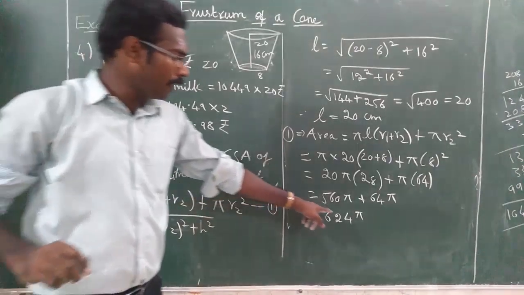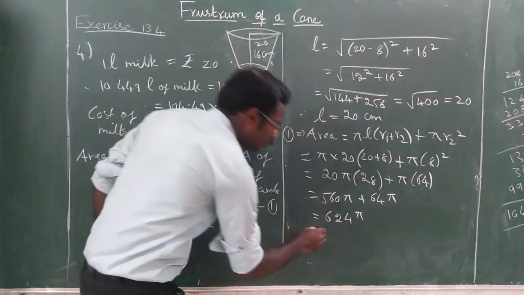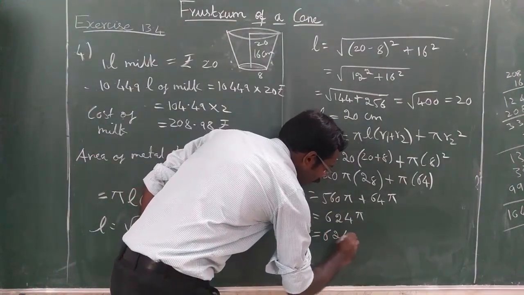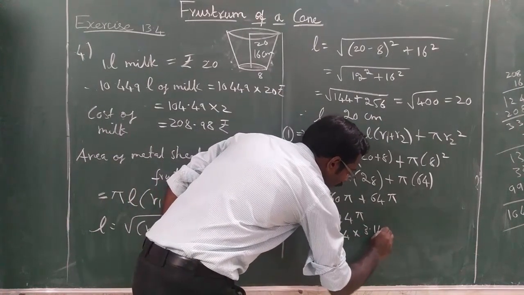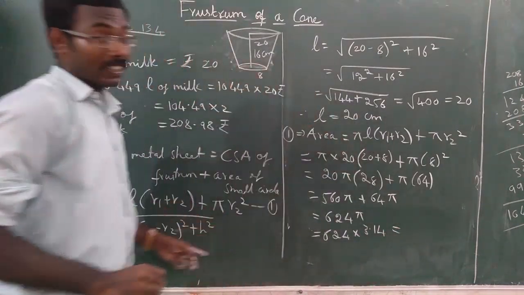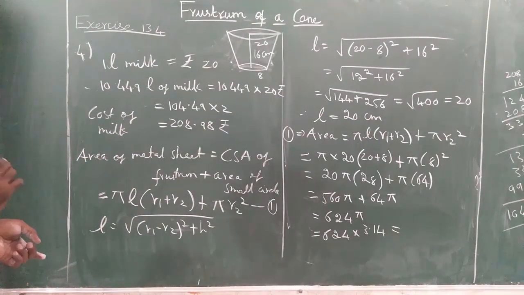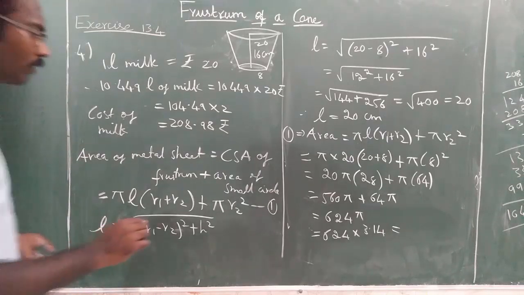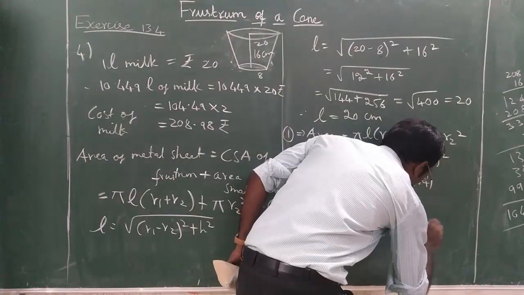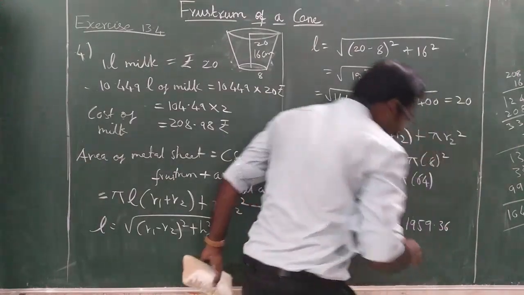Okay. So now we will apply the value of pi. So that is equal to 624 into 3.14. Okay. Because in the question the given pi value is equal to 3.14. So the answer is 624 into 3.14. So if you multiply this, you will get the answer 1959.36. I am writing it directly.